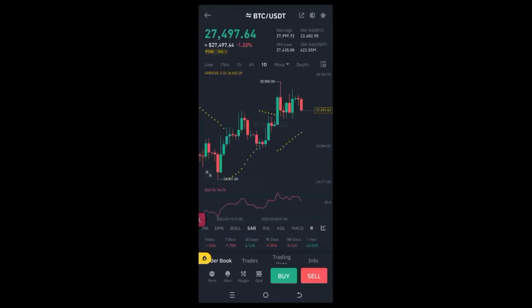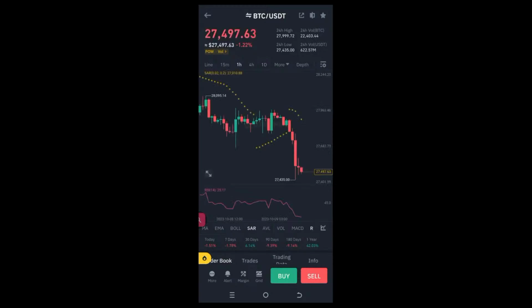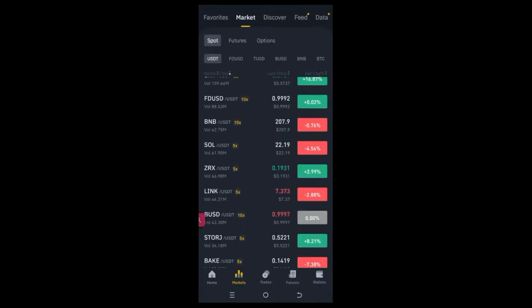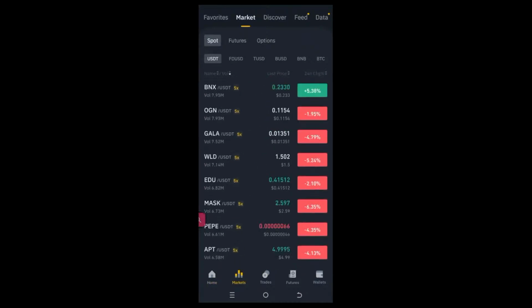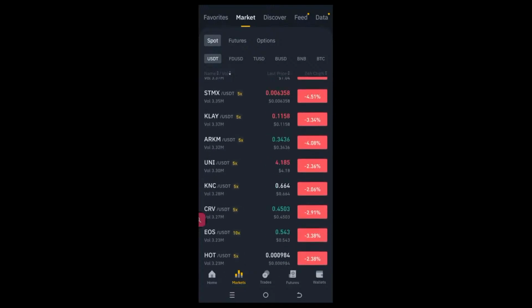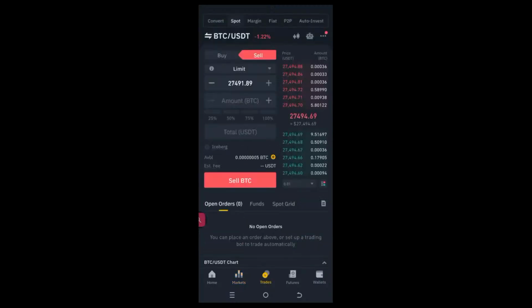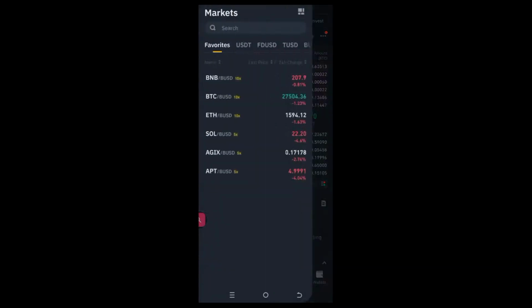BTC is dumping. This is one day. It's really been a bloodbath, as you can see here. If we go to the home page, you'll see that everywhere is red. Look at it. A lot of coins are currently dumping right now. So the market is red. It's almost 90% red. And so in that case, we'll definitely have to set a sell limit normally.